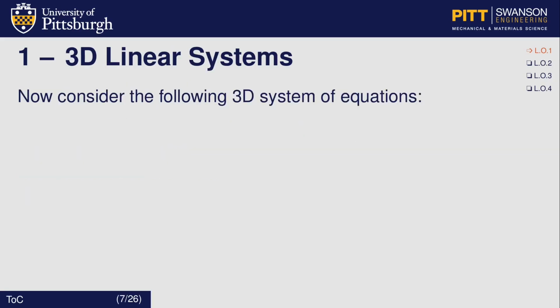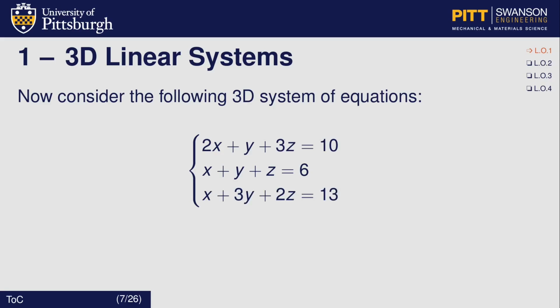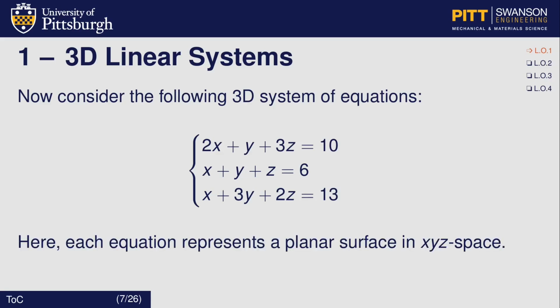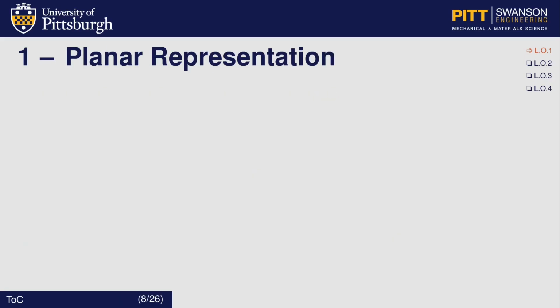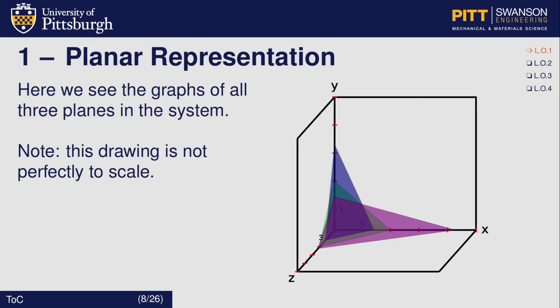Now consider the following three-dimensional system of equations. 2x plus y plus 3z equals 10, x plus y plus z equals 6, and x plus 3y plus 2z equals 13. Here, each equation represents a planar surface in xyz space, which is three-dimensional. Again, let's look at a graphical representation of this system. Here we see the graphs of all three planes in the system. These planes are a close approximation, but note that they are not perfectly to scale.